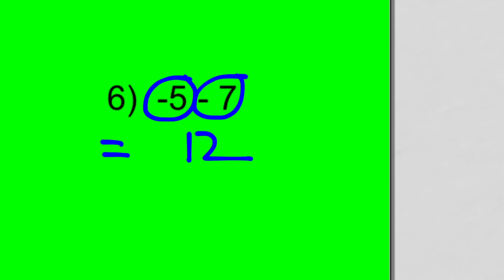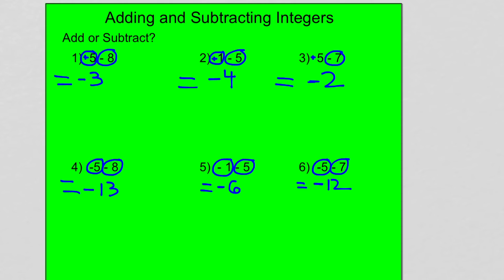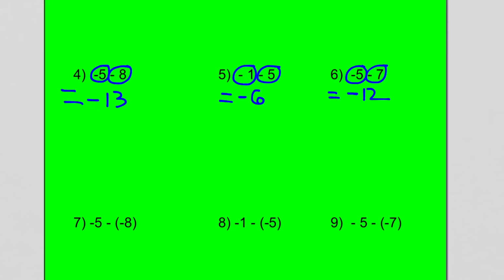Number 6, it's negative 5, negative 7. The signs are the same, so I add them, and they're both negative, so the answer is negative. Okay, so try to catch the pattern in those two groups, right? Now, check this out.